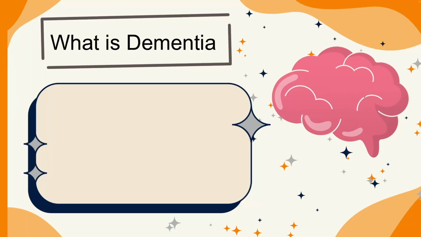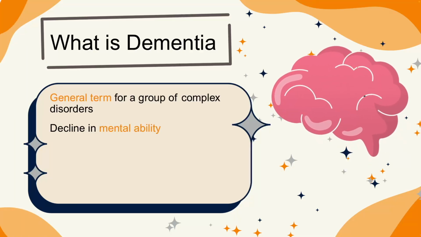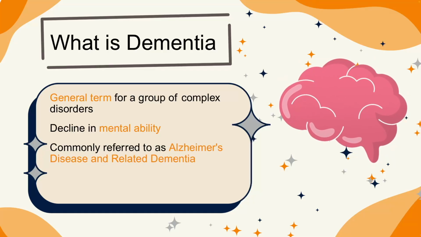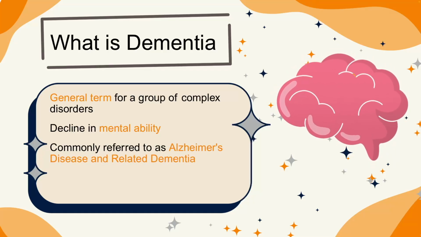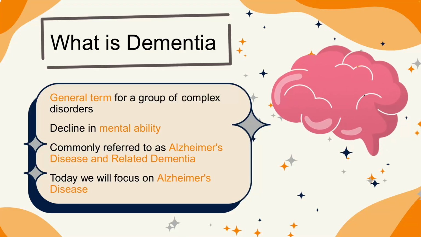Dementia is a general term for a decline in mental ability that interferes with daily life. A person living with dementia may exhibit memory loss and a decreased ability to think. There are several types of dementia, which is why we usually use the term Alzheimer's disease and related dementia, or ADRD. Today, we'll focus on the most common form of dementia, Alzheimer's disease.